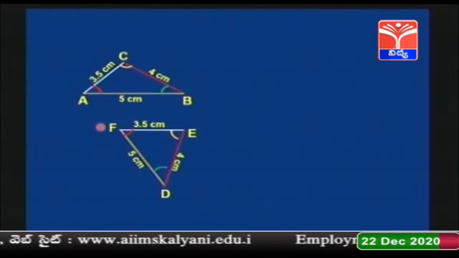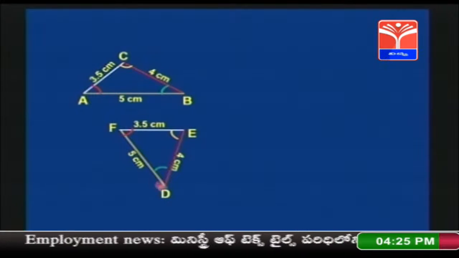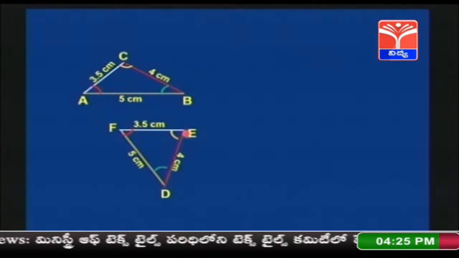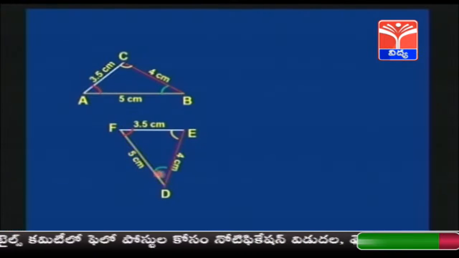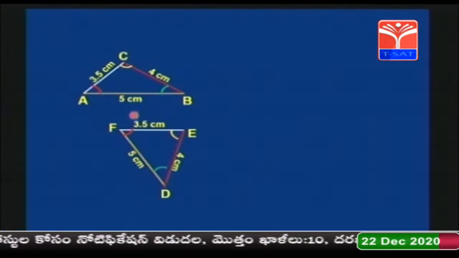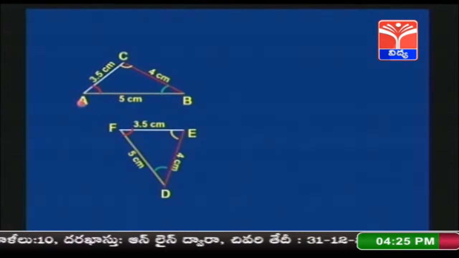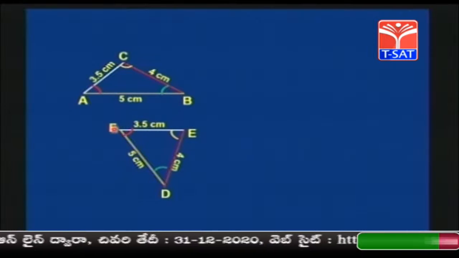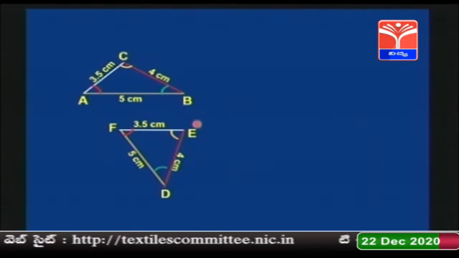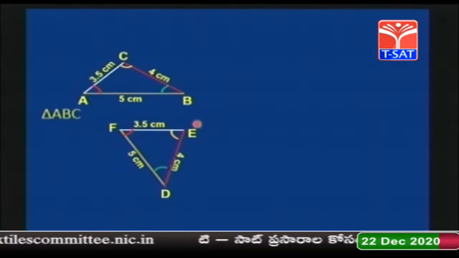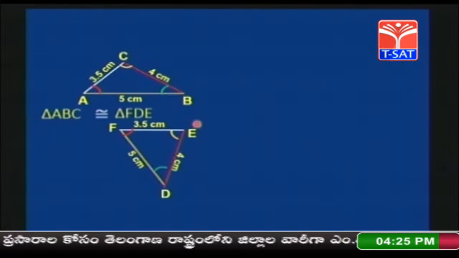So if I start with the letter F, now students observe here, FD is 5 cm, DE is 4 cm, EF is 3.5 cm, which means 5 cm, 4 cm, 3.5 cm. So there is a one-to-one correspondence between the vertices. A corresponds to F, B corresponds to D and C corresponds to E. So triangle ABC is congruent to triangle FDE.